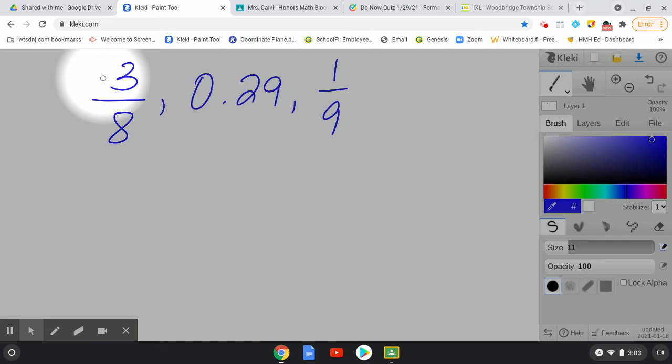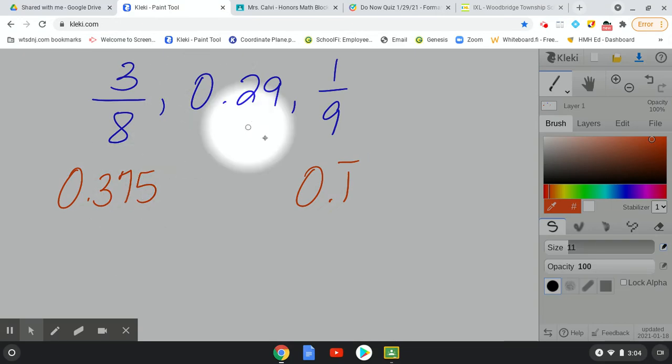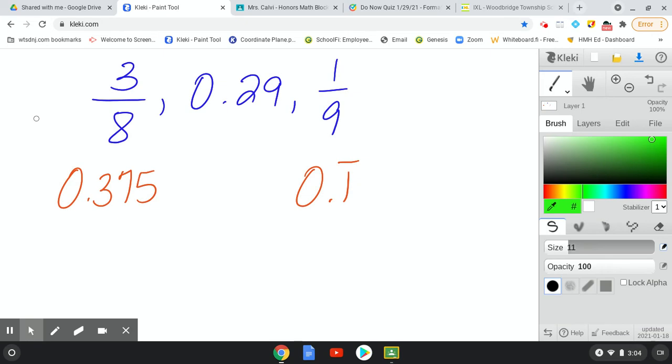If you do 3 divided by 8 in the calculator, you end up getting 0.375. Okay. I also want to change my 1/9. So if I do 1 divided by 9 in the calculator, I get 0.1 with the 1 repeating. Now it makes it much easier to compare decimals for order from least to greatest. So what I'm going to do is write them on the side here, lining them up. So I have 0.375, I have 0.29, and I have 0.1 repeating.